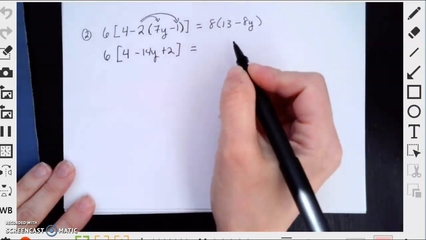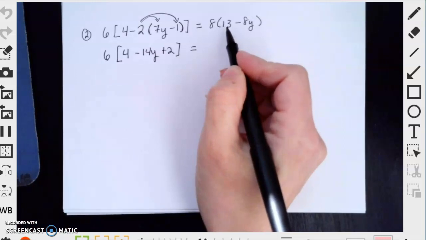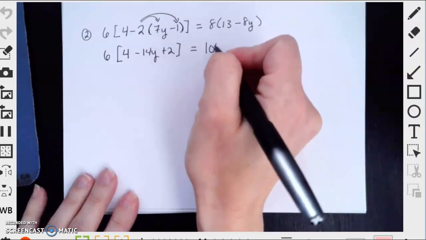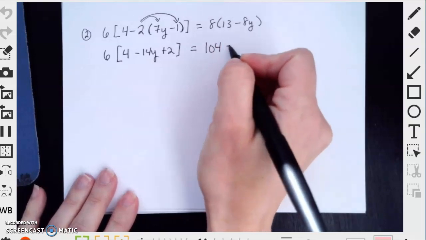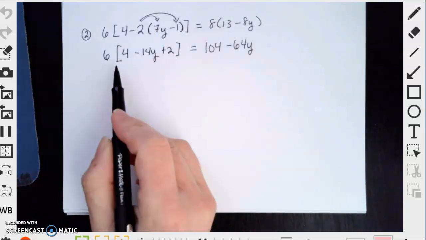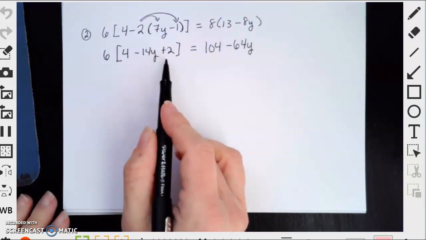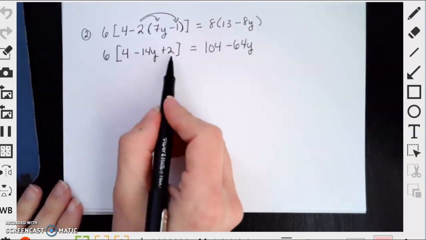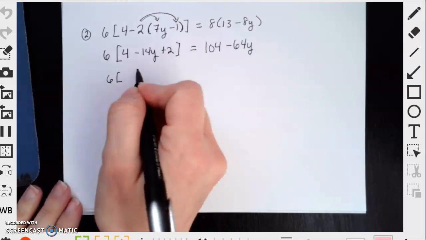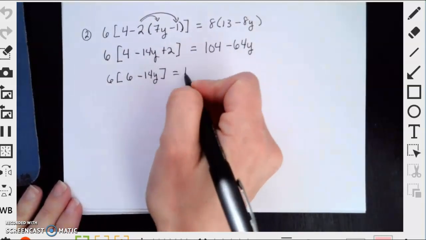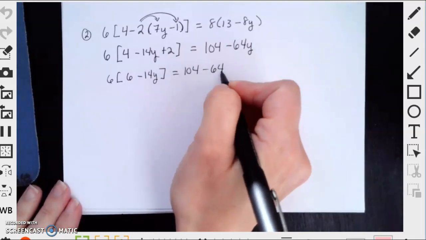On the other side of the equation, I can distribute the 8 to both terms. 8 times 13 is 104. 8 times negative 8y is negative 64y. I still have the brackets on this side. I can simplify within them first before I distribute, or you could distribute now, it doesn't matter. But I'm going to just combine the 4 and the 2. So 6 times 6 minus 14y equals 104 minus 64y.